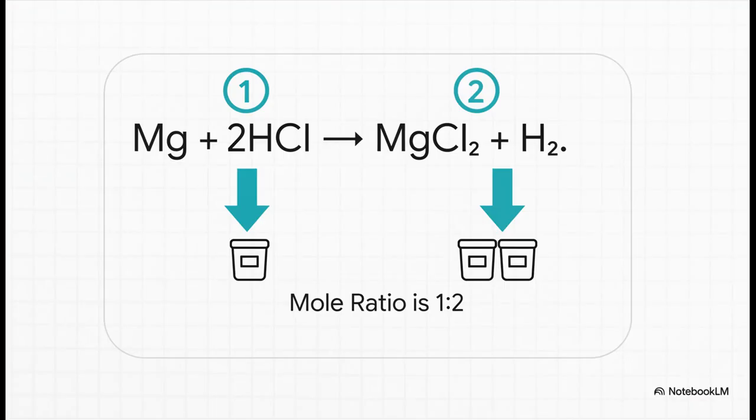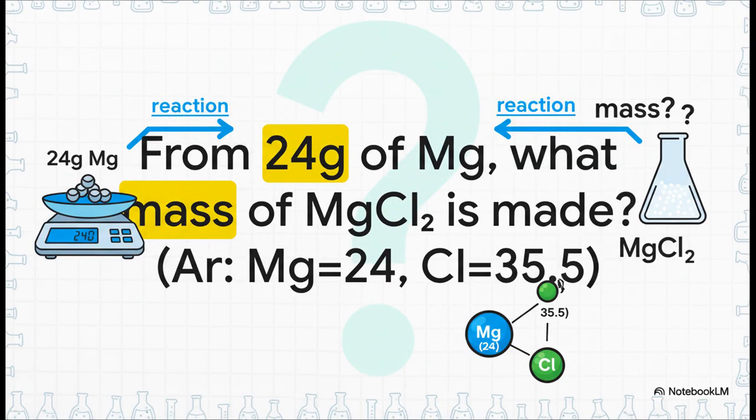Look at the big numbers in front of the formulas here. You've got a 2 in front of the HCl, but nothing in front of the Mg. When there's no number, we just assume it's a 1. So this recipe is telling us that for every 1 mole of magnesium, we need 2 moles of hydrochloric acid. That 1:2 ratio is the secret code that unlocks all of these reacting mass calculations. Okay, so here's how they'll test you on this.